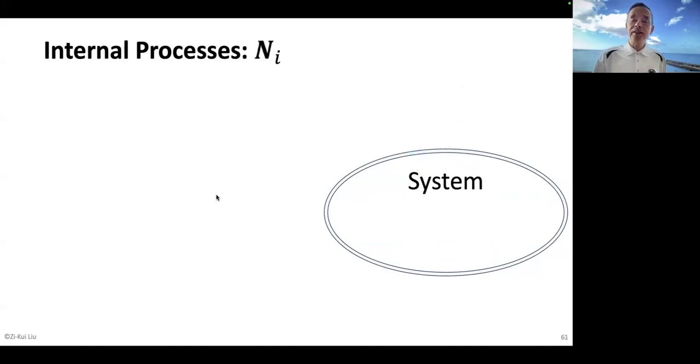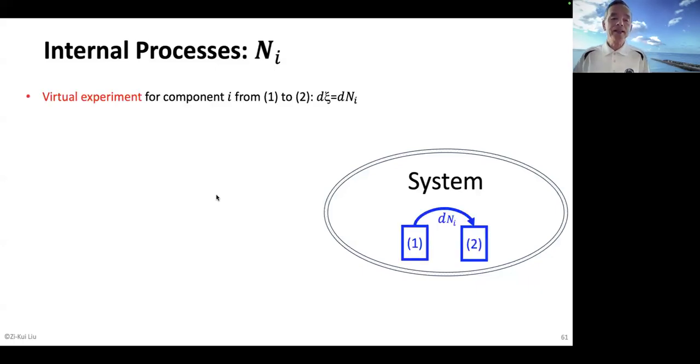Now let's move the component Ni. Of course, we know already there's an issue, because when you move the mass, you move the entropy at the same time, and you cannot keep the entropy the same. But volume you can do; we'll talk about that later. You can keep the volume the same and increase the pressure. So the virtual experiment is to move a component i from region 1 to region 2, so dNi.